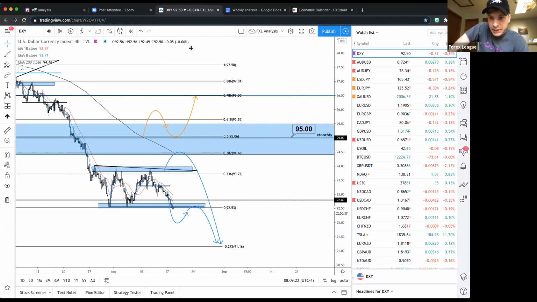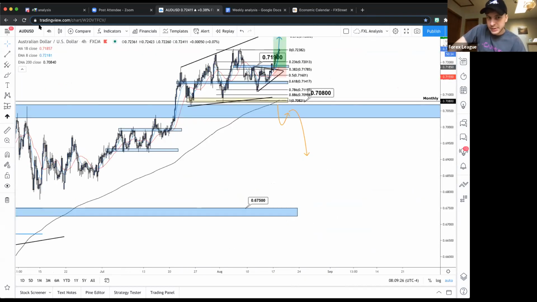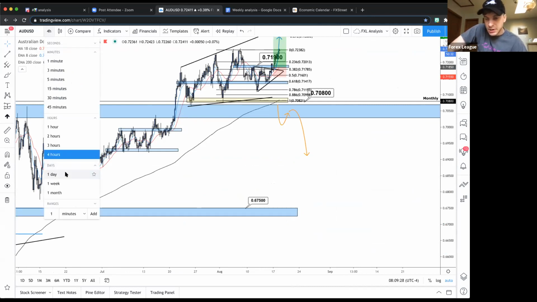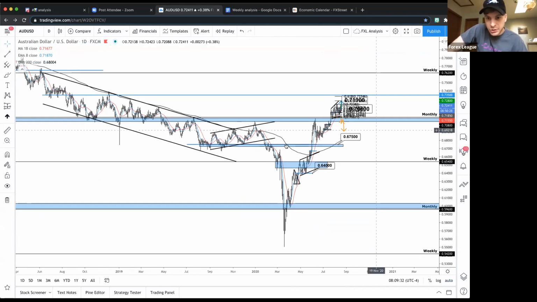Let's move on to our next pair, AUD USD. So this one, guys, I'm a little tilted on this one. I missed a trade entry. I'll cover it in a second, but it's upsetting. So let's go ahead and zoom out and identify this.